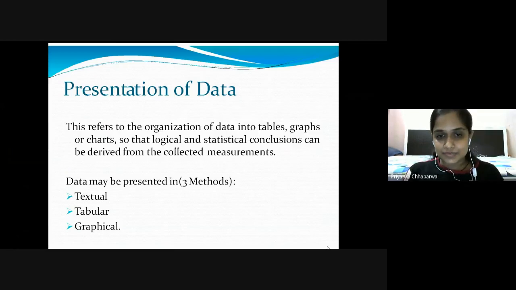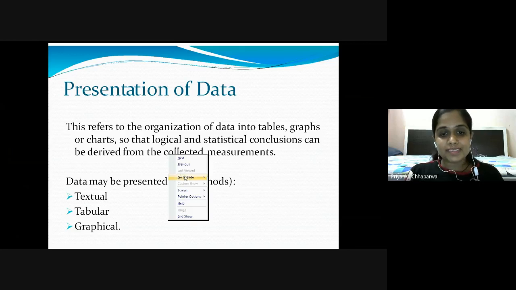So in the last class, we understood what data is, what the types of data are, and the advantages and disadvantages of primary and secondary data. Here we will understand how we can present the data. The presentation of data is very important. So how can we present the data?